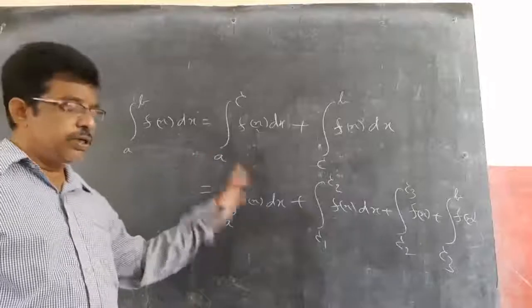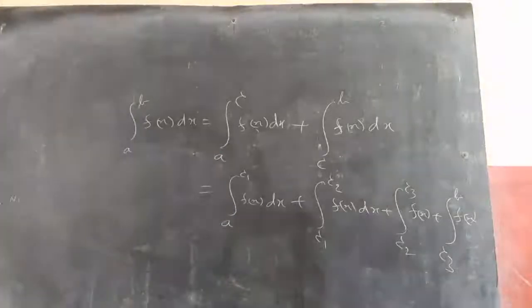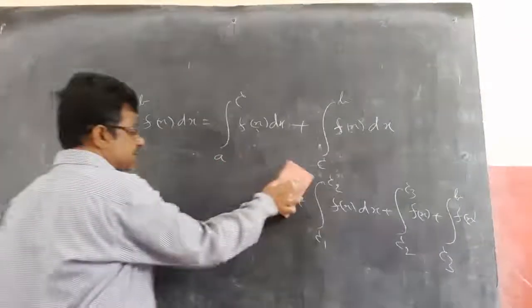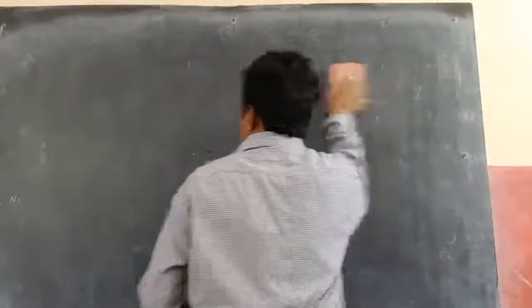Both of these we will do now with an example from the exercise, Exercise 7b, fifth sum. Then you can understand very easily.